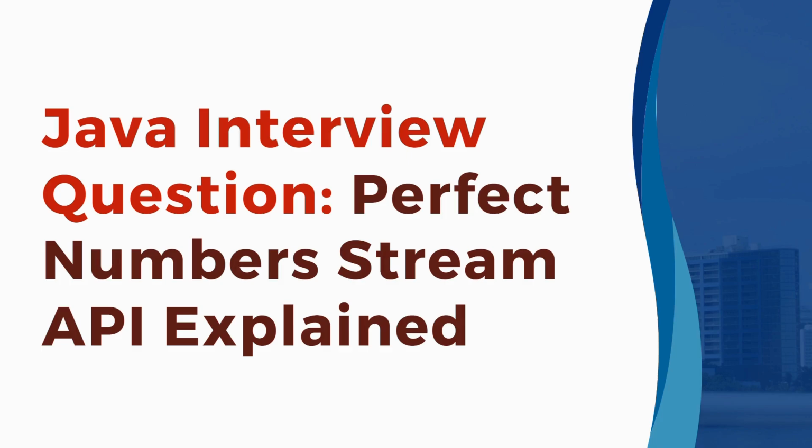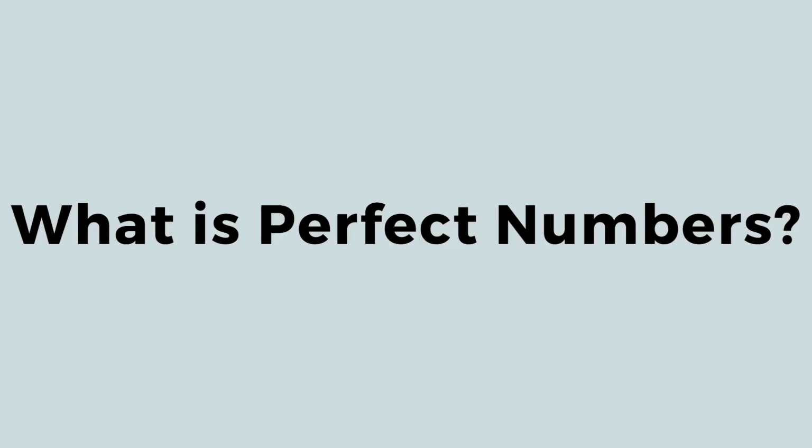Here we will learn how the Java Stream API can be used to generate a perfect number series. So the question is, what is a perfect number? In order to understand the perfect number series, let's take a look at what it is.